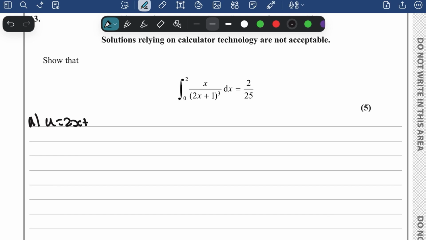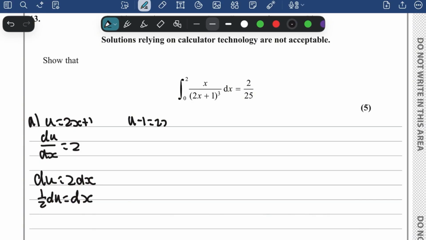So if we let u equal 2x plus 1, then du by dx is going to equal 2, right? So that means du equals 2 dx. So that means a half du will equal dx, right? And then now we need to do some rearranging so we can substitute u in for x, right? So we can say u minus 1 equals 2x. So you can say (u minus 1) over 2 is going to equal x, right?